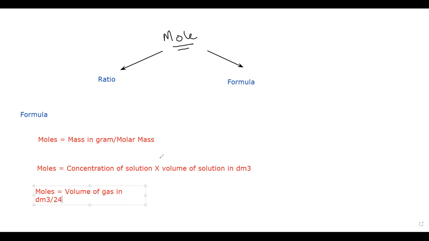If mass in gram is given, we can use the first formula. If concentration and volume are given, we can use the second formula. And if volume of the gas is given, we can use the third formula. In the same way, if we have the moles and molar mass, we can find the mass in gram. So now we'll do questions related to the topic moles, and we'll solve the questions both ways. Either we will use a ratio or the formula.